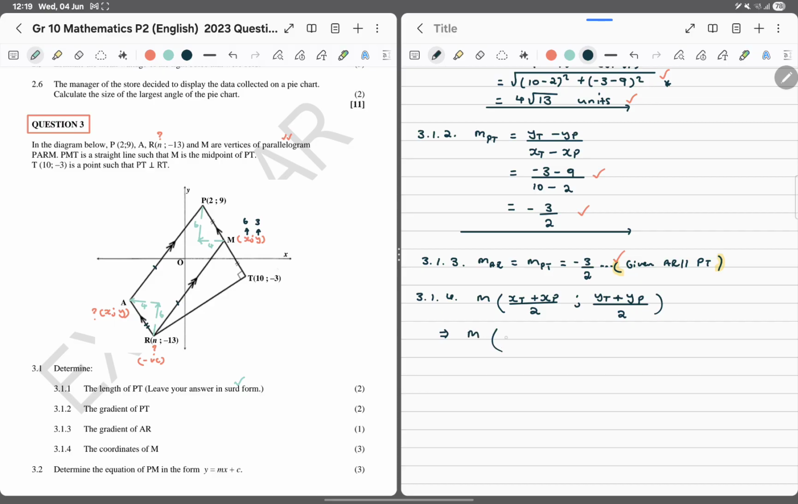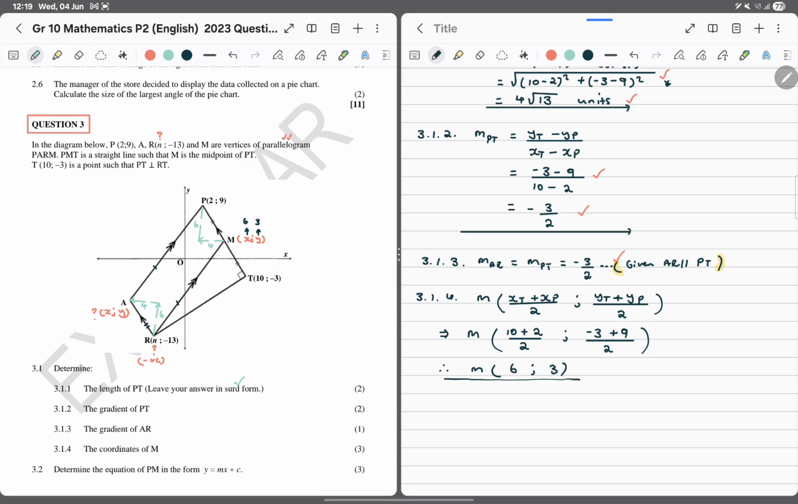We will see that our M, x at t, this is 10 plus 2 divided by 2, y is minus 3 plus 6 divided by 2. Not plus 6, plus 9. Goodness, can you see? Silly things just come in. Therefore, M is 6, 3.